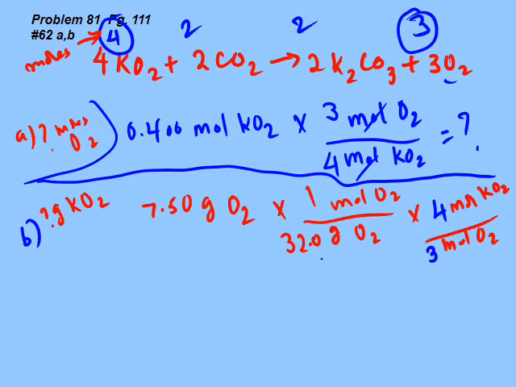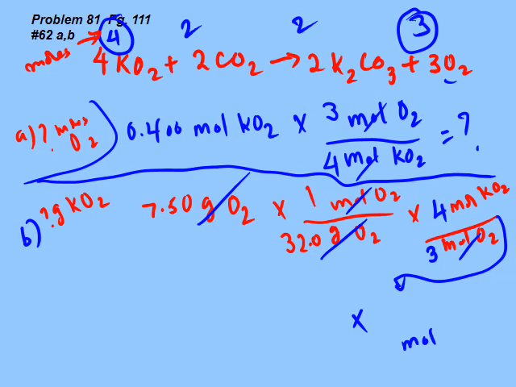Let me show you how you can cancel the units. Gram oxygen, cancel out. Mole of oxygen, cancel out. This would give you mole of KO2. Once you get mole of KO2, then you need to do one additional step. So I'm hoping that you know. Let me just show you that step.